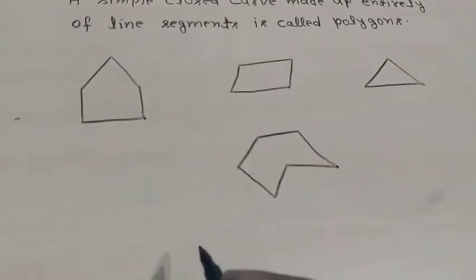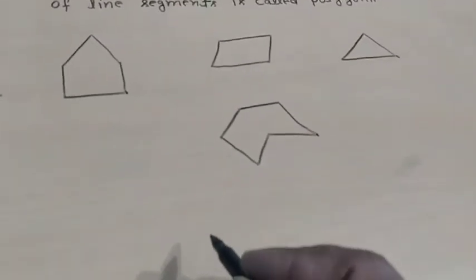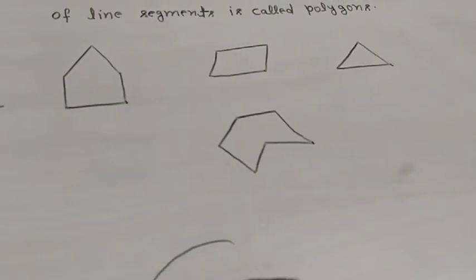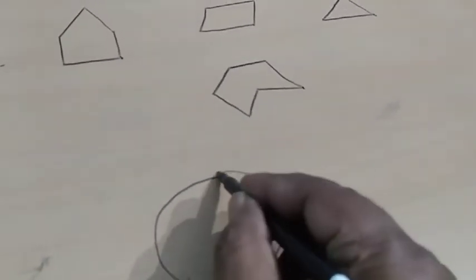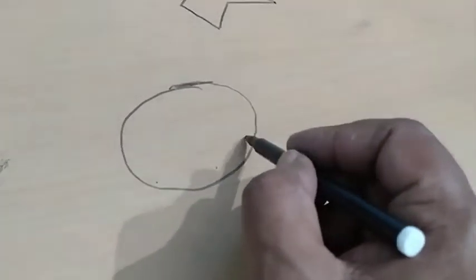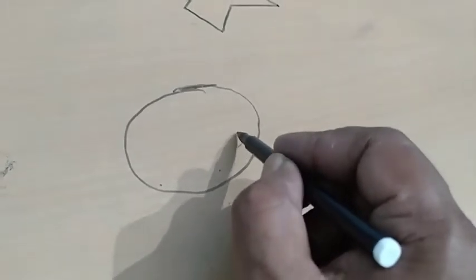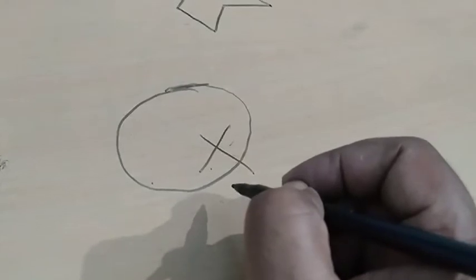Students, let's see some other curves like that. This is a simple closed curve. Okay, so is this a polygon or not? Tell me. No, this is not a polygon. Why? Because this is not made by line segments. So this is not a polygon.